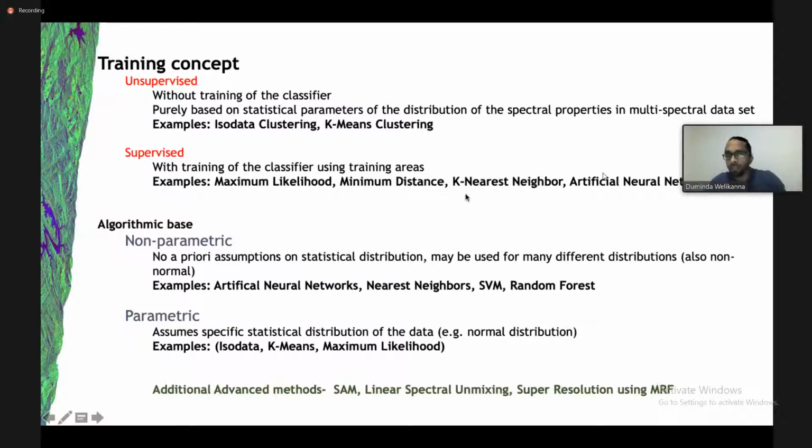So maximum likelihood, minimum distance. Most of the time, it's probabilistic. Parametric methods. Again, we divide these supervised and unsupervised into non-parametric and parametric. In the parametric case, we use probabilistic approaches, and in the non-parametric case, we use geometric approaches like support vector machine, random forest, artificial neural networks, and nearest neighbor classifications. There are advanced classification mechanisms like spectral angle mapper, linear spectral mixing, super resolution, Markov random fields.